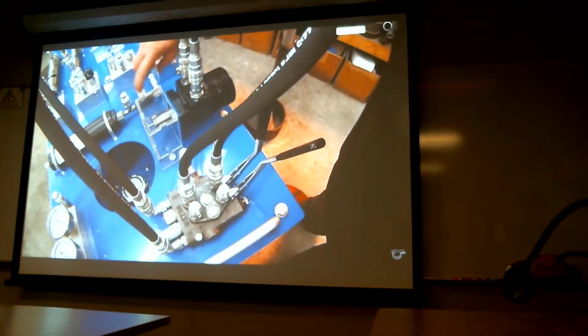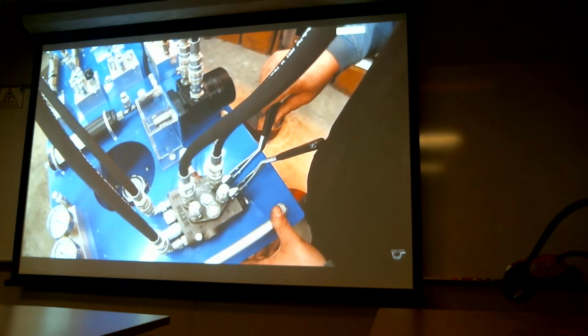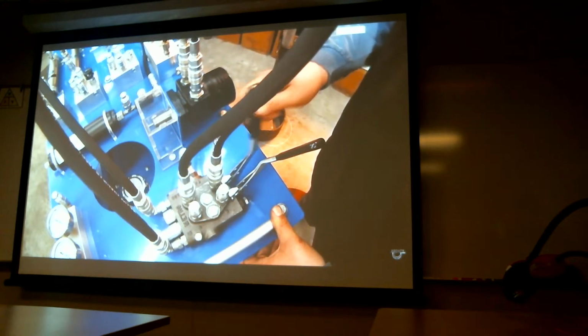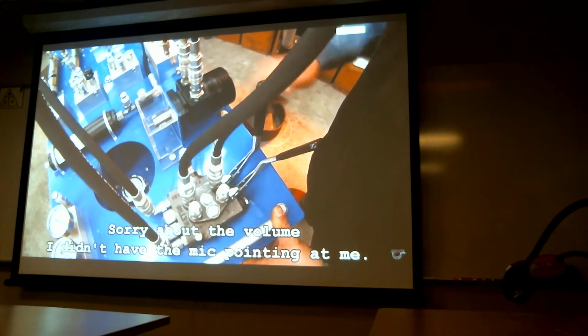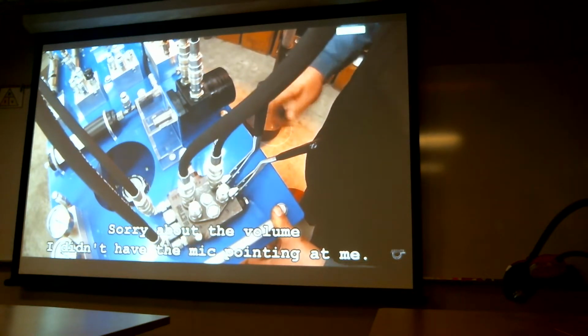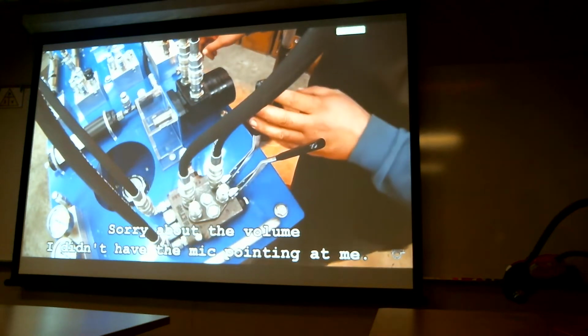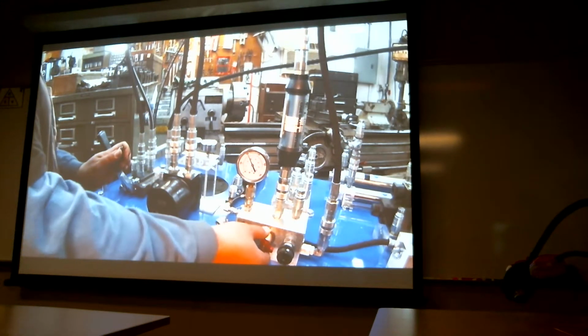If you look right here, you'll see the shaft moving. That's on right. All right, we can also control the speed, flow control. We'll watch and slow it down.